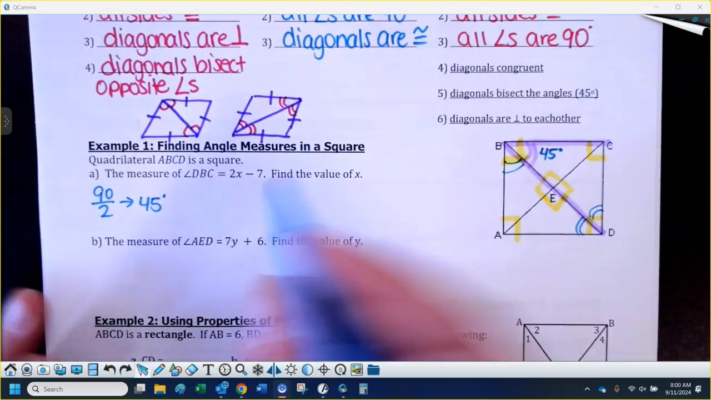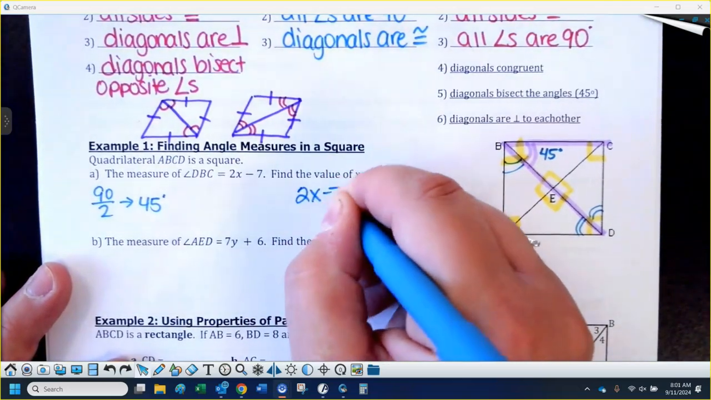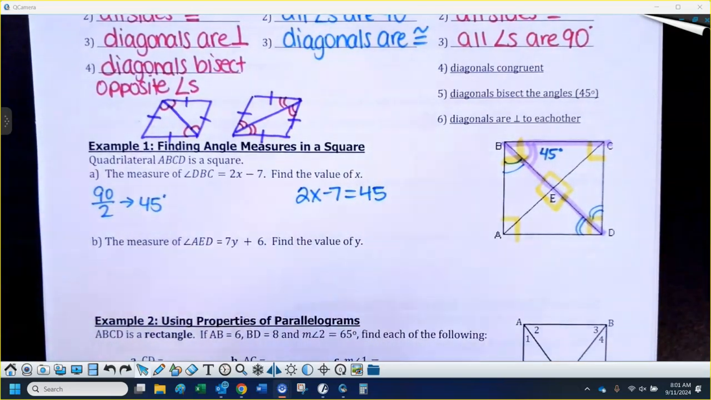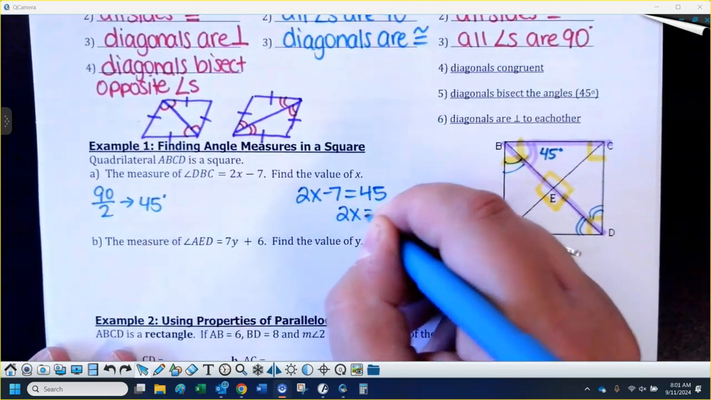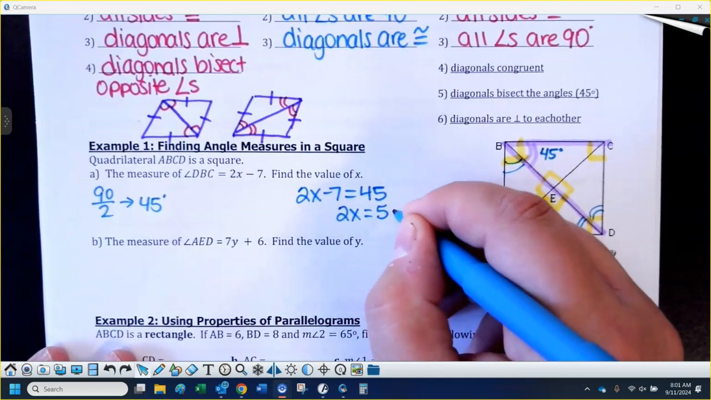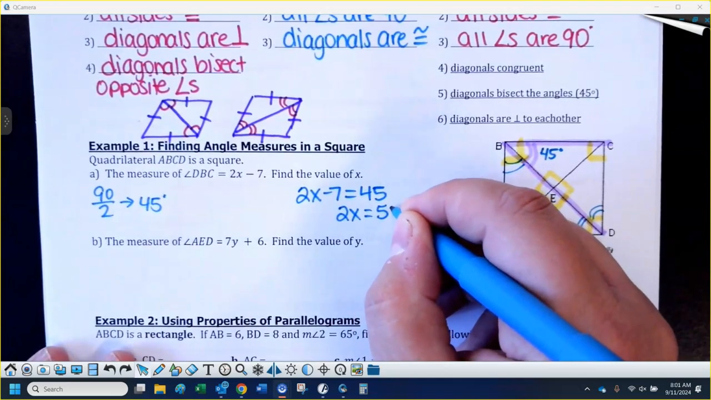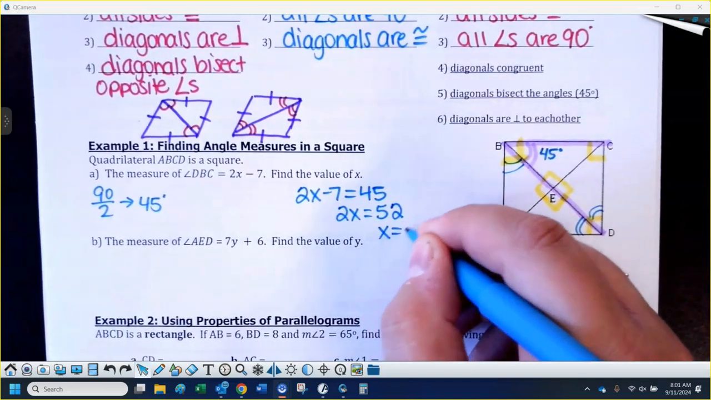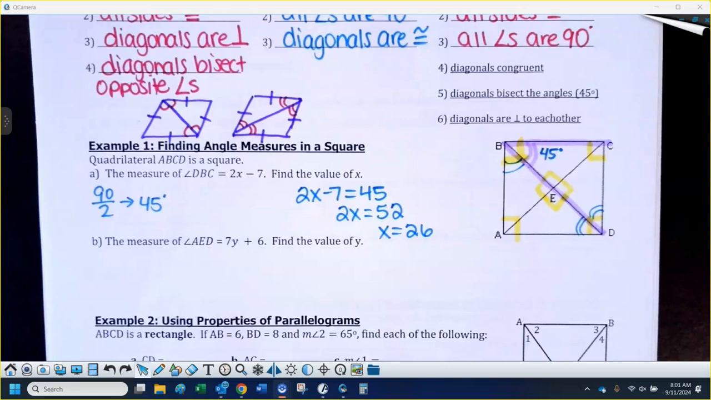So if they give me this little expression, we got 2x minus 7. I just set that equal to 45 because that should be the angle measure. I'm just going to add 7 real quick to the other side. So I'm going to get, what is that, 52? And I would just divide both sides by 2 to get my answer there, so x would be 26.